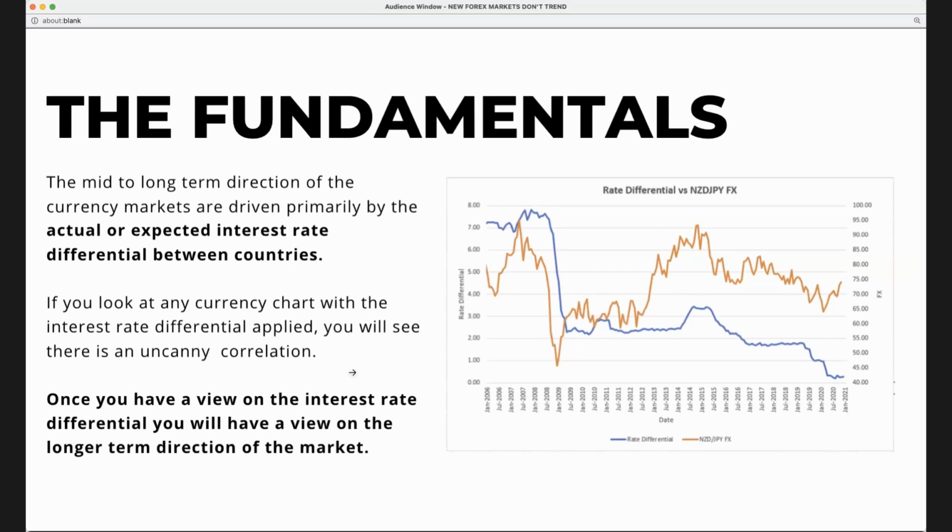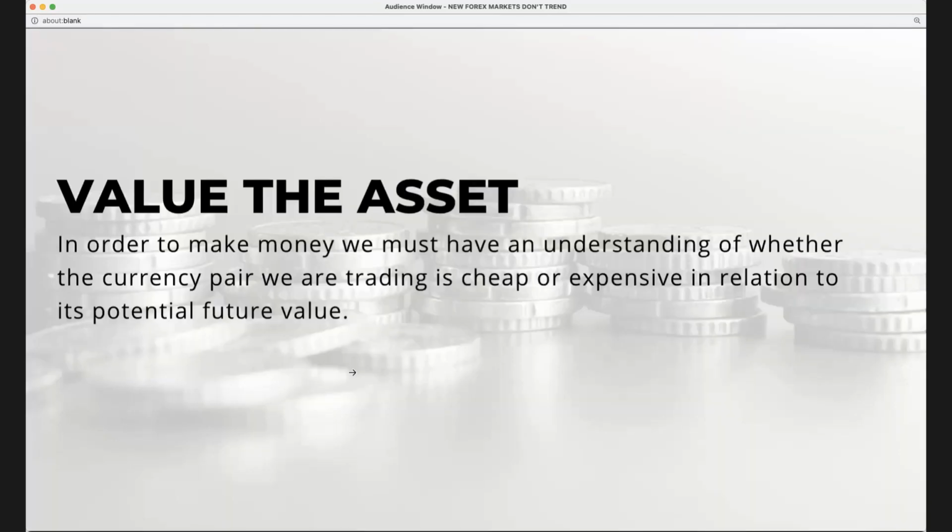But if you wanted to use swing highs and swing lows, if you wanted to use moving averages to be able to determine your direction, that's absolutely fine too, as long as you have a mechanism for deciding which way it is that you want to trade.